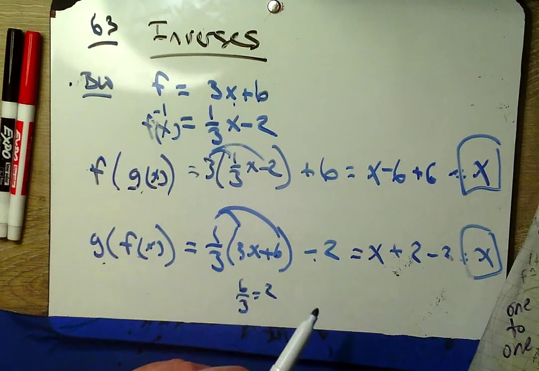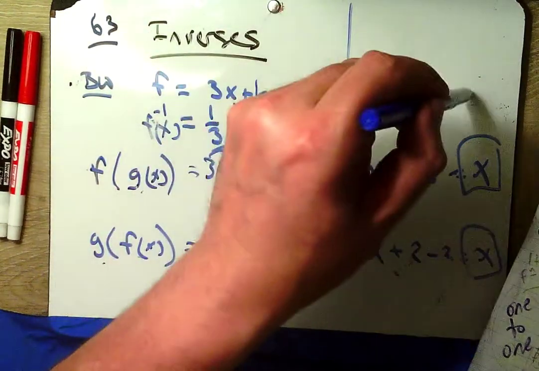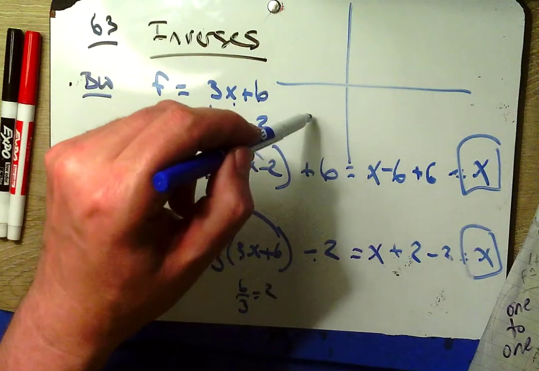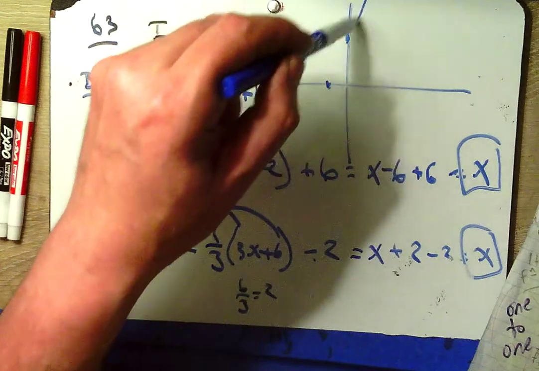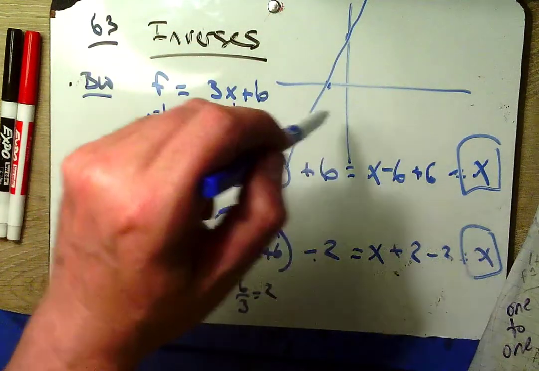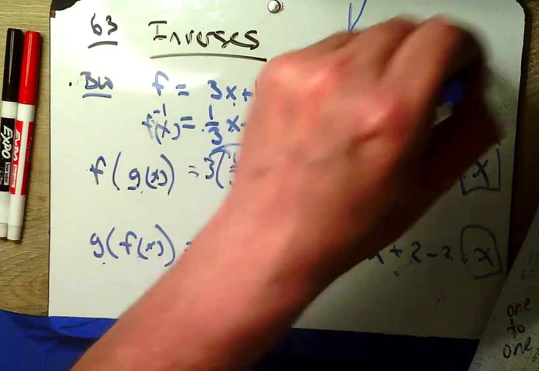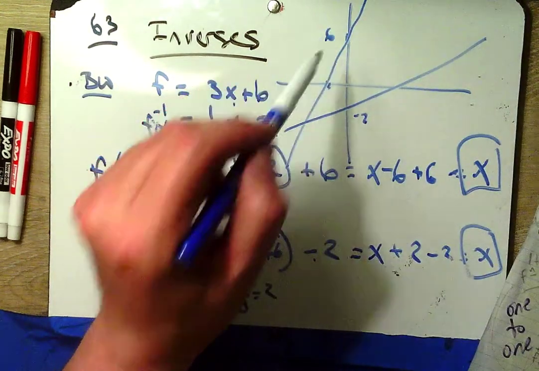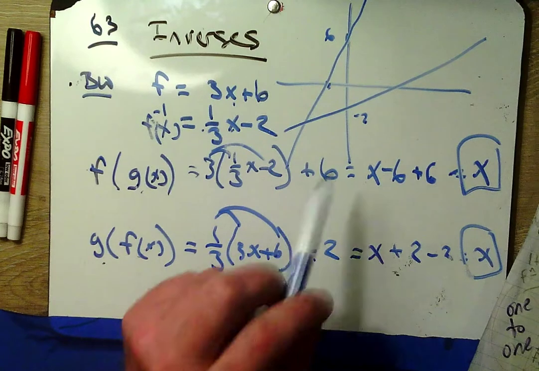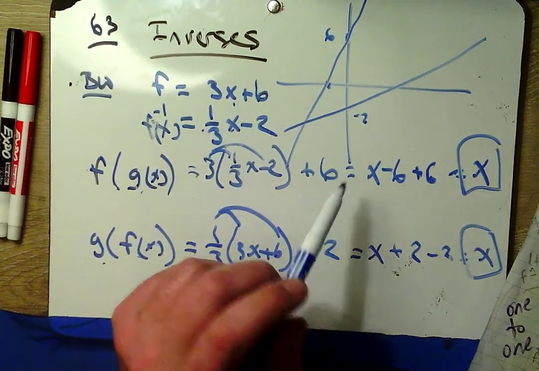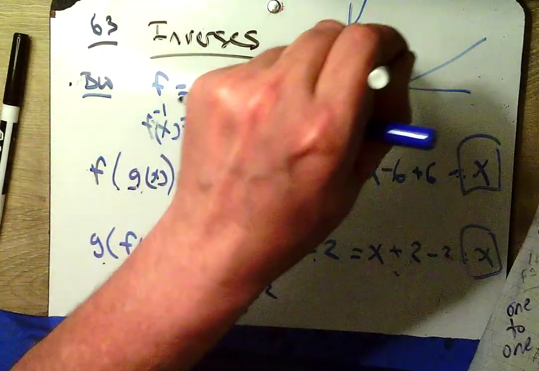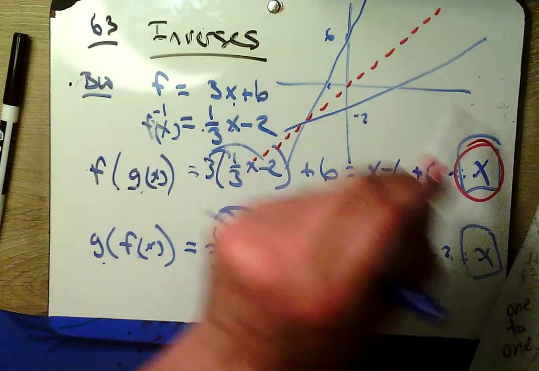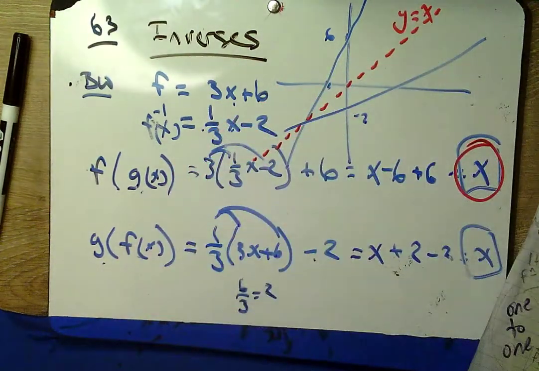Now, curiously, one of the things that I know is that if I graph these functions, 3x plus 6 and 1/3 x minus 2, so here's my minus 2, here's my plus 6, there are some interesting properties here at work. First, these lines reflect across y equals x. I know, it's pretty cool.